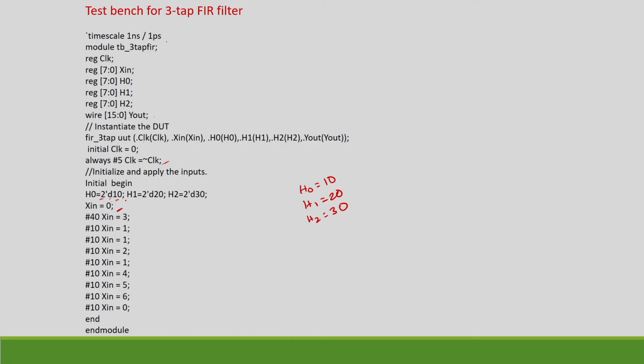Initially I have given the input as 0. After 40 nanoseconds I will make the input 3, after another 10 nanoseconds 1, then 1. These are the values of x of n, and then finally we have ended the module.